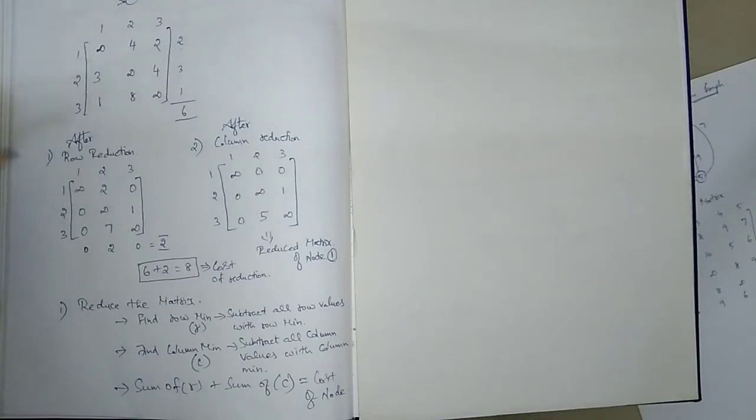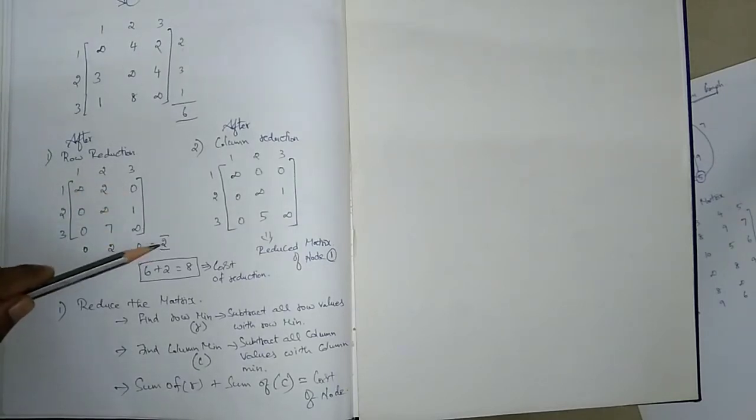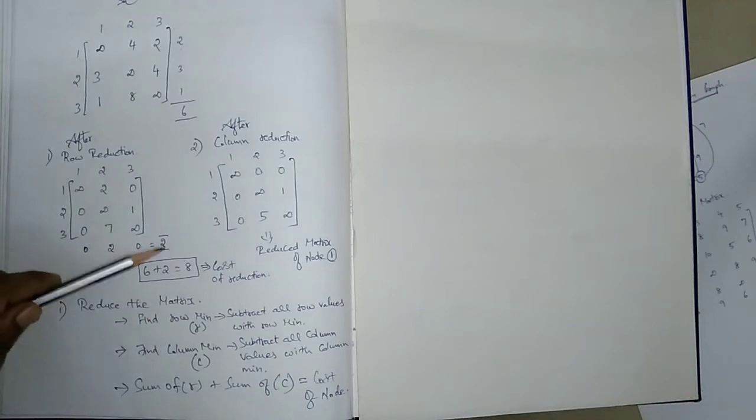Now after performing row reduction, we have to perform column reduction. In column reduction, we note down the least values in every column. So in the resultant matrix of row reduction, we find the least values of every column. In the first column the least value is 0, in the second column the least value is 2, in the third column the least value is 0. We sum it up and make a note of it. It is 0 plus 2 plus 0, which is 2.